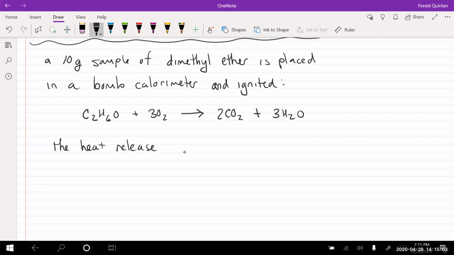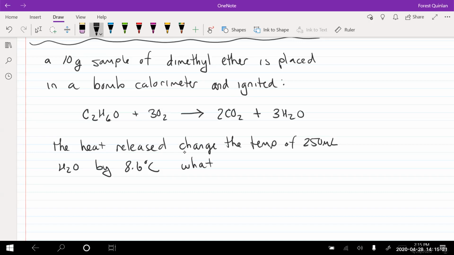The heat released changed the temperature of 250 mils of water by 8.6 degrees Celsius. What is the delta H naught of formation of dimethyl ether?